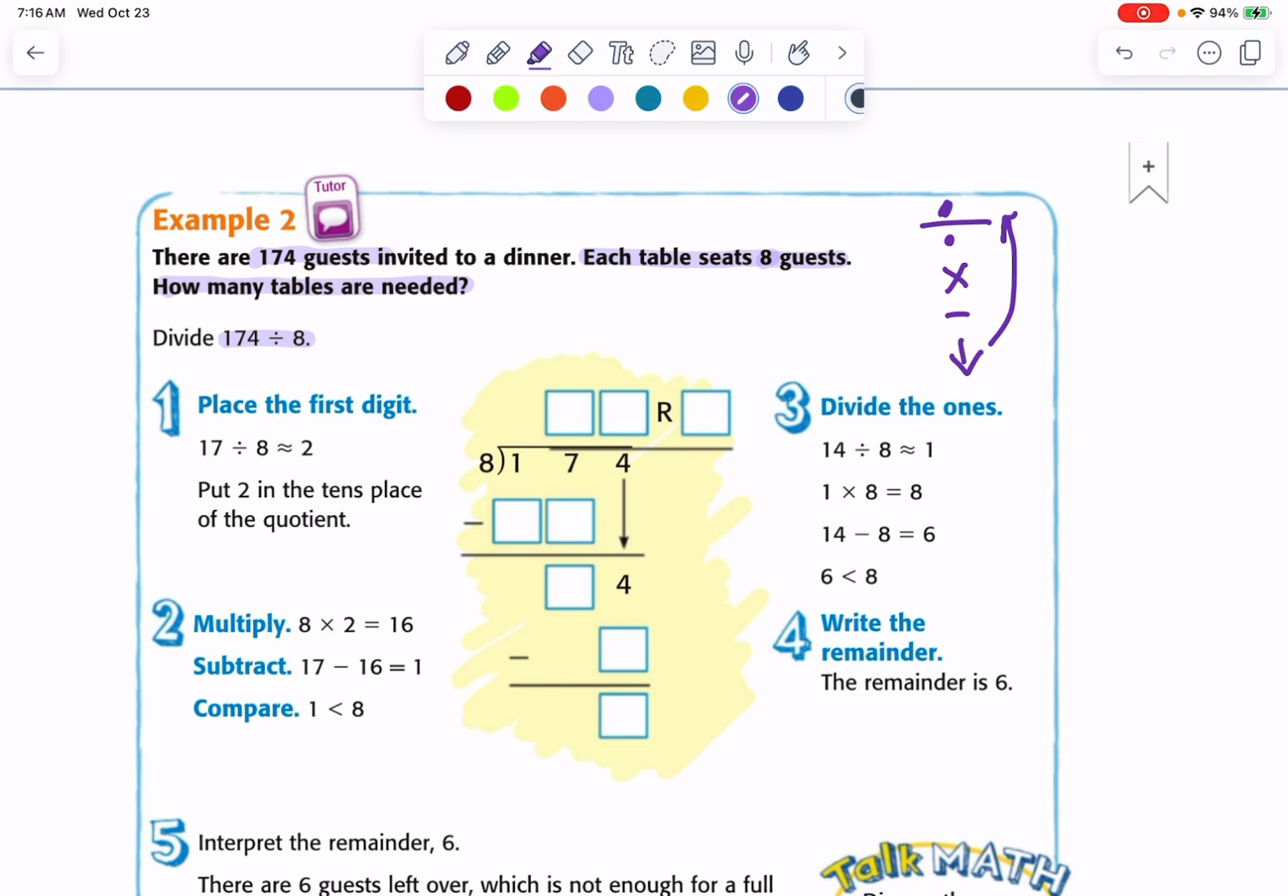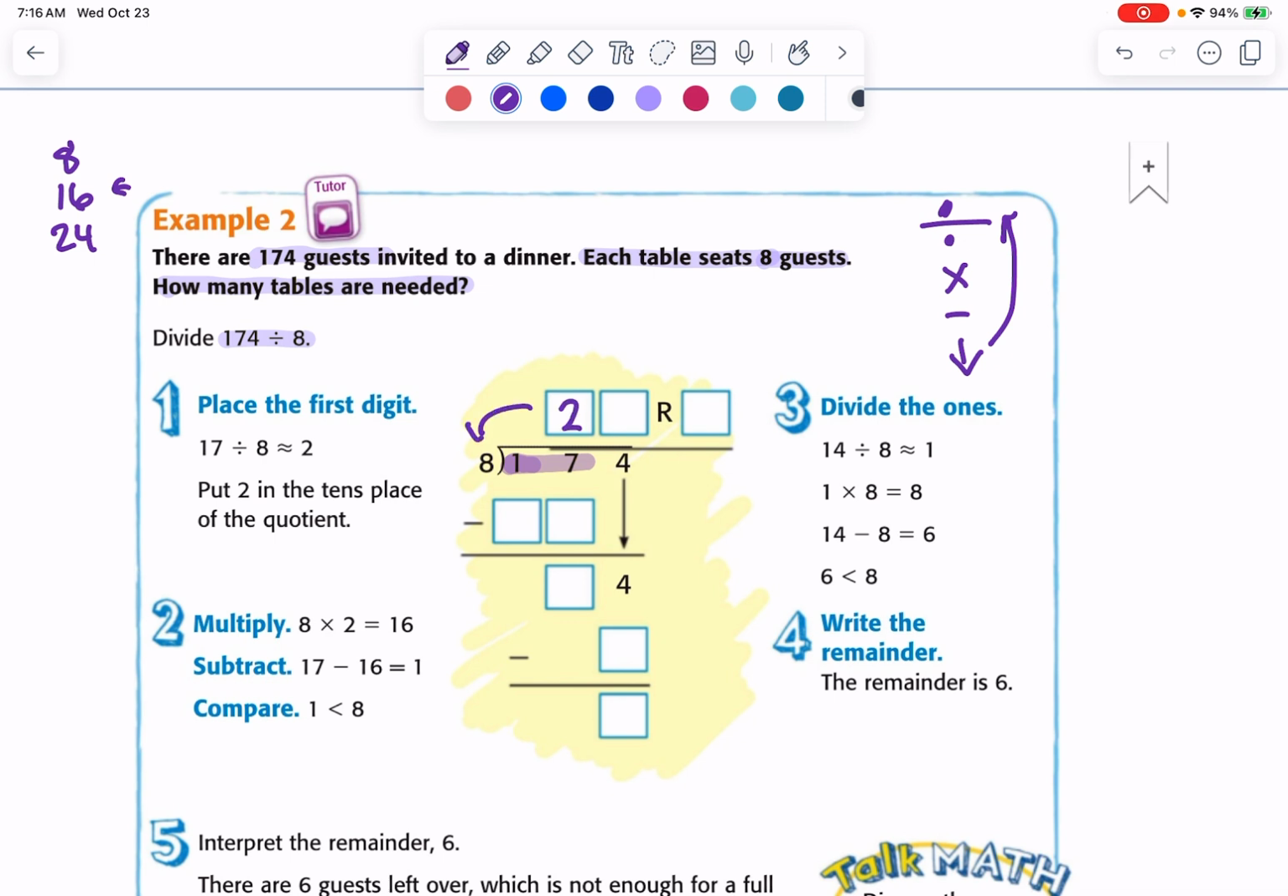So, can I make a group of 8 out of 1? No. So I'm going to think about how many groups of 8 I can make out of 16. All right, let's skip count. 8. Oh, I just gave you the answer. That's okay. 8, 16, 24. So this is our number right here, 16, because 24 is more than 17. So that would be 2 groups.